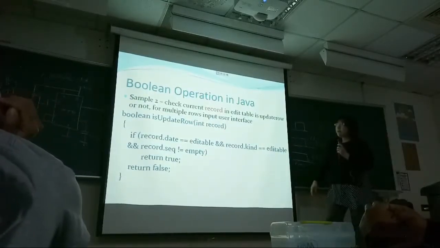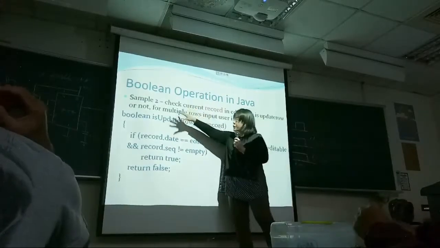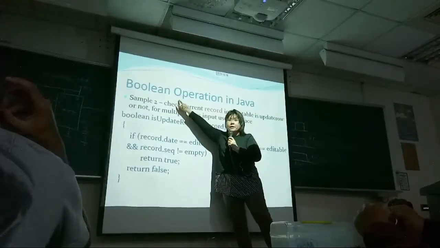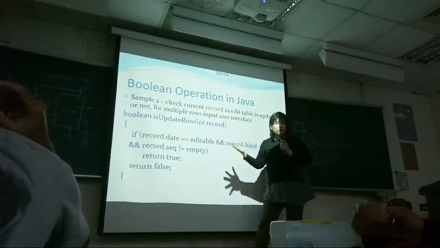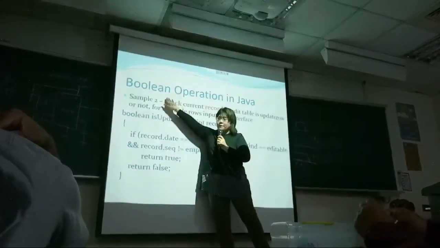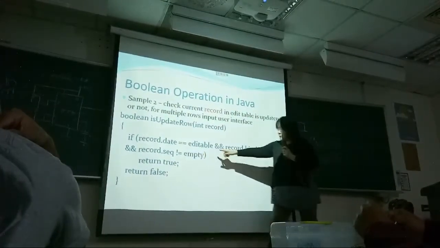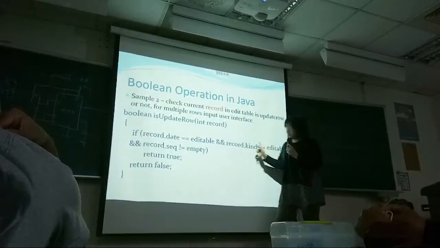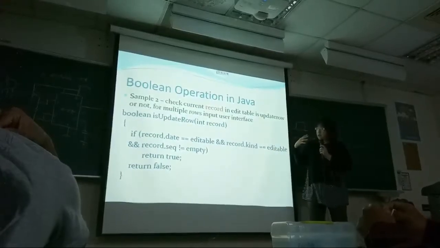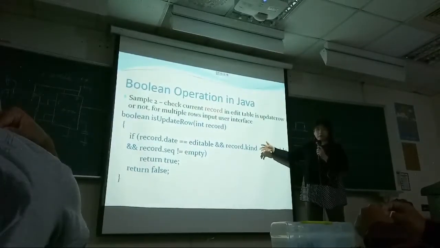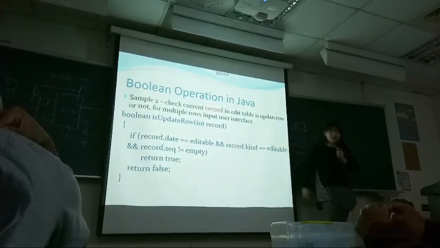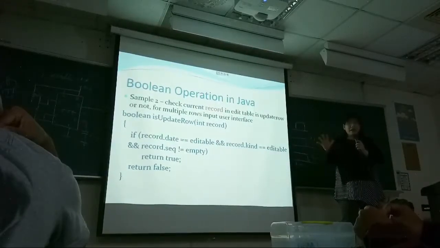If I query the data and press the update button, the data will go into update mode. If you press save, then I will check that it is editable and the sequence number is not empty, then I will return true, meaning this row is an update row. This is a simple boolean use. You will use boolean everywhere in the program.